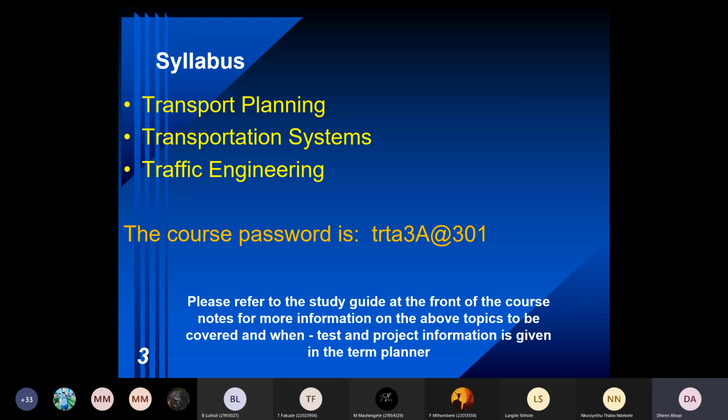The third chapter, traffic engineering, is mainly calculations, of course with some theory. And your test 2 will cover traffic engineering only.